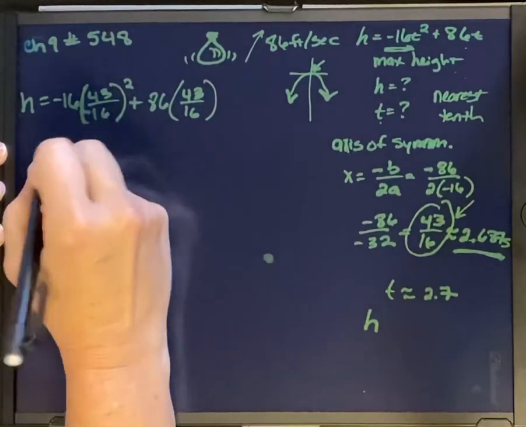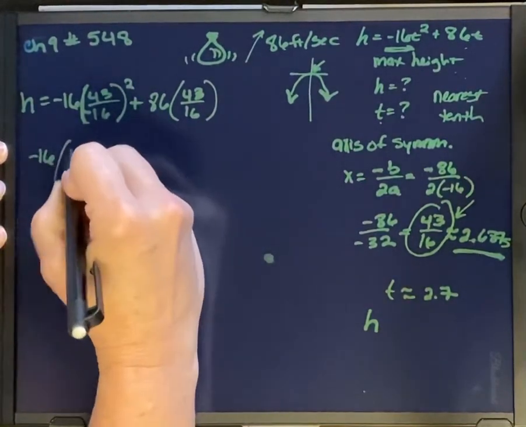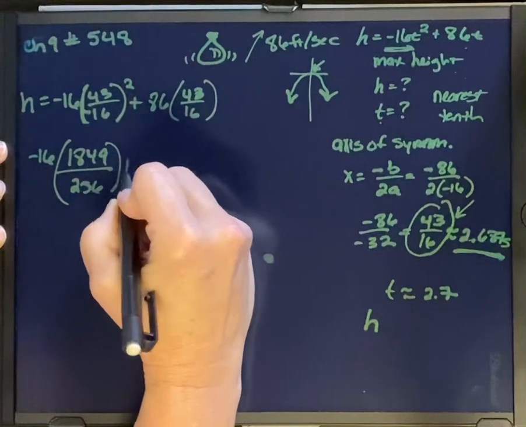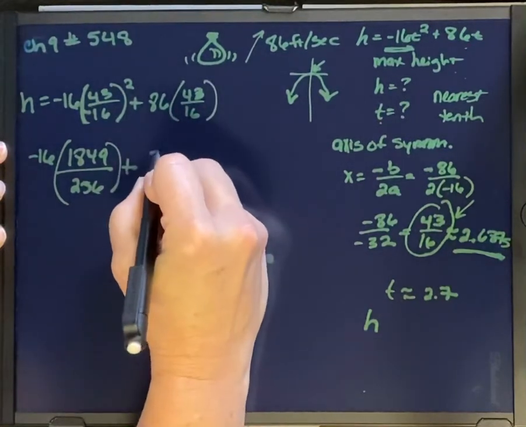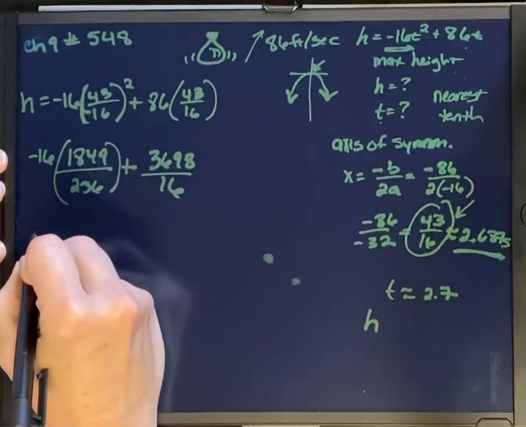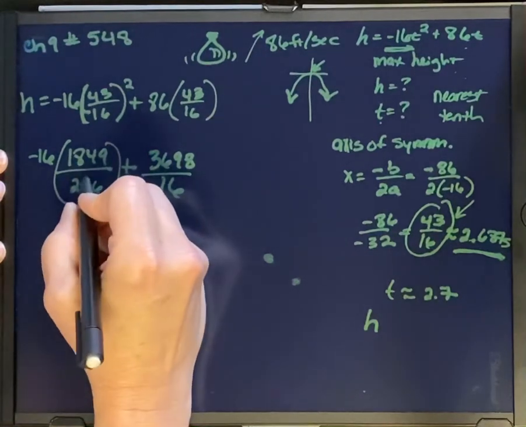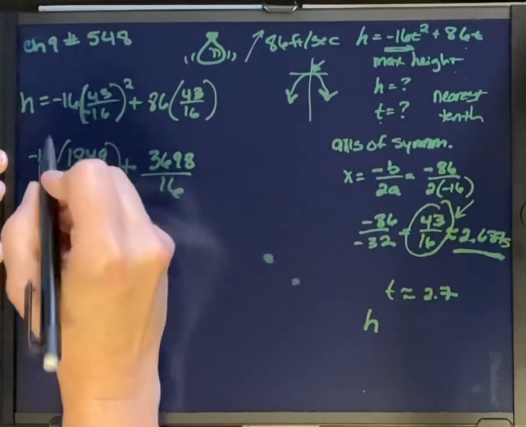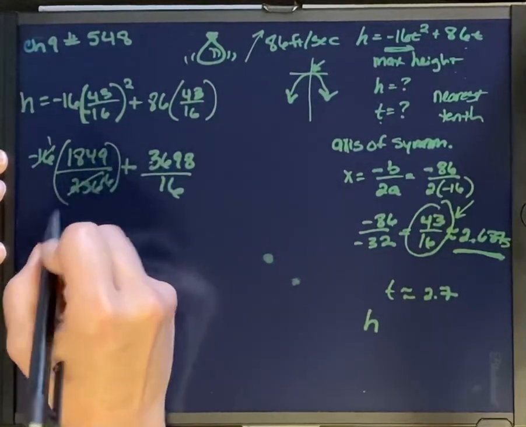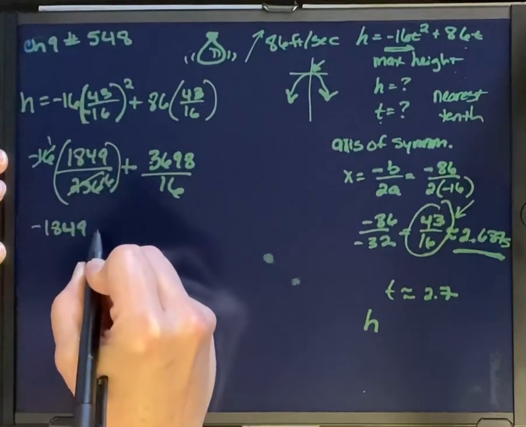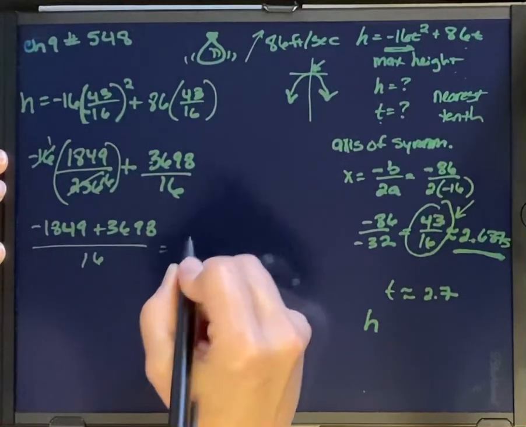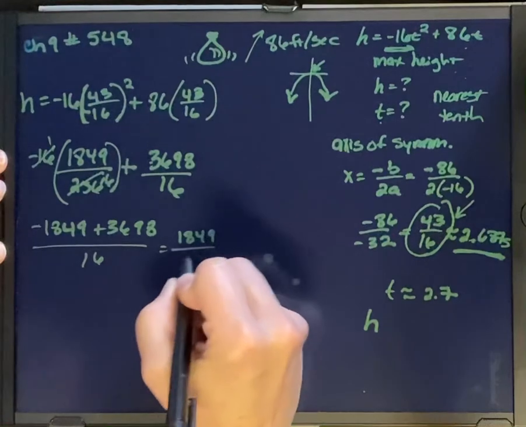So we've got negative 16 times 1849 over 256, plus 3,698 over 16. And this divides once into 16. So we can just add these and subtract together now. So we've got negative 1849 plus 3698 all over 16, which is going to give us 1849 over 16.